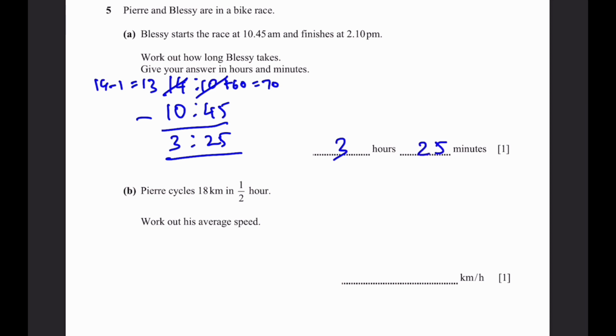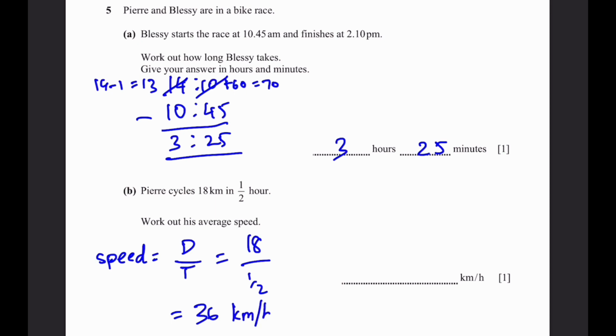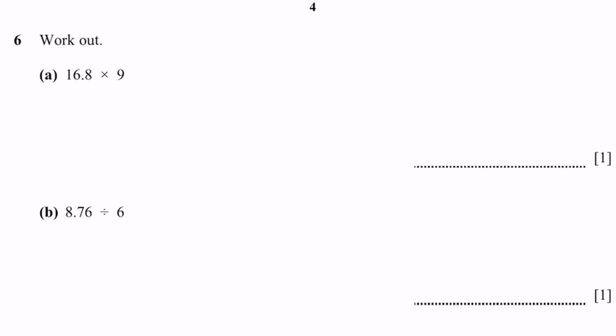B. Peter cycles 18 kilometers in half an hour. Work out his average speed. So average speed is equal to distance by time. That's equal to 18 by half an hour, which is equal to 18 into 2, 36 kilometers per hour. This is the answer.